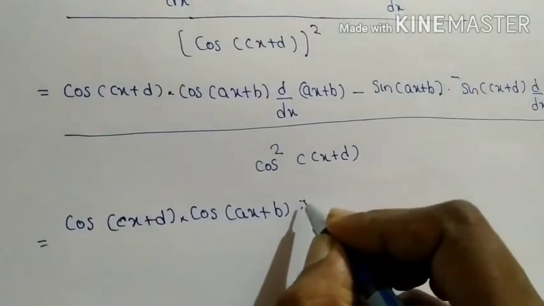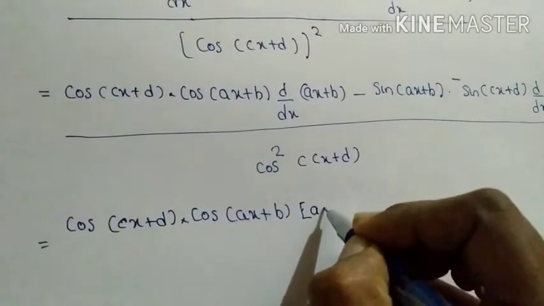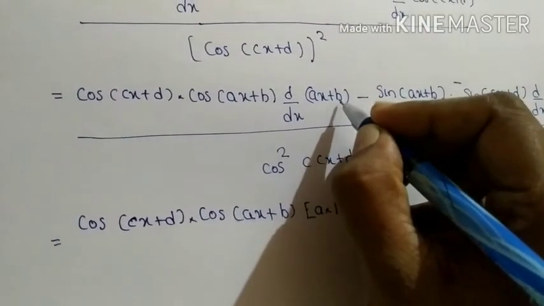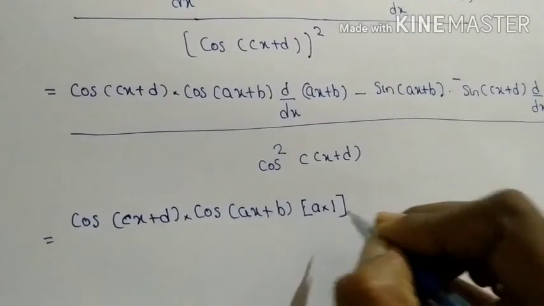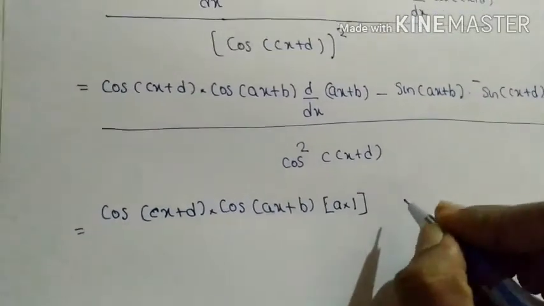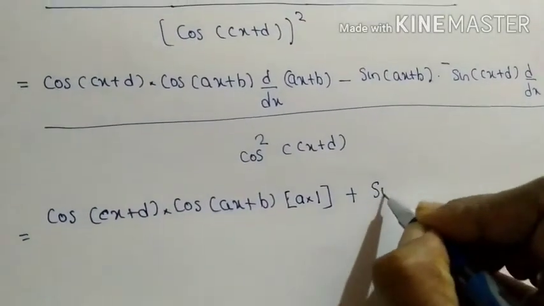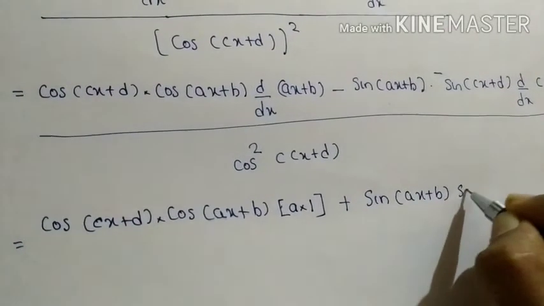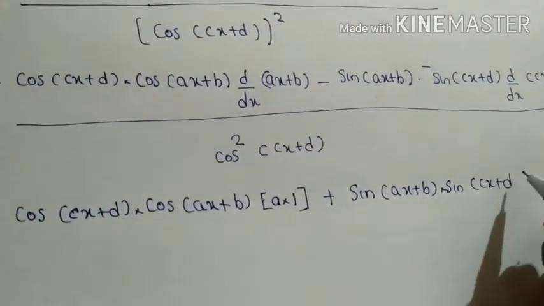Next, derivative of b: b is a constant, we know that the derivative of a constant is 0, so it will become a into 1 plus 0, or a into 1. Okay, minus, these two minuses will change to plus. Next write the next two terms, which will remain the same, sin of ax plus b into sin of cx plus d.